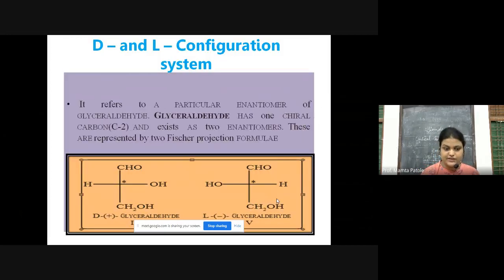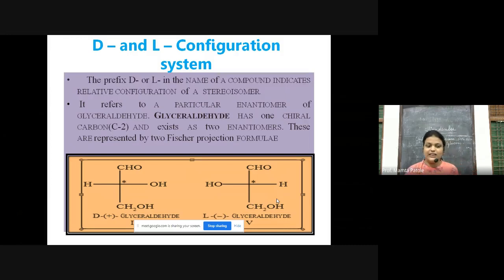Now, dear students, we'll talk about what exactly the D and L configuration system is. Here we emphasize capital D and capital L.